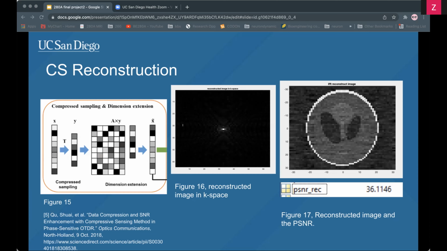Then we find the contribution of each basis to Y. We call it the weight of the corresponding basis. Later, we use Y to subtract the weight times its corresponding basis to get Y prime and find the contribution of the remaining bases on Y prime. We keep repeating this process until Y prime is small enough. The picture in the middle is the reconstructed K-space image, and we did the inverse Fourier transform to get the reconstructed MRI image. As you can see, the reconstructed image still has a lot of noise in it.